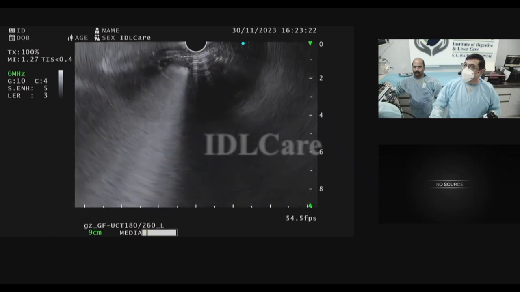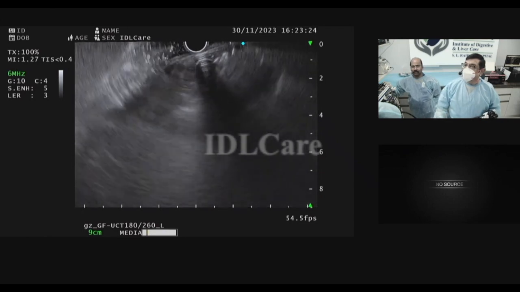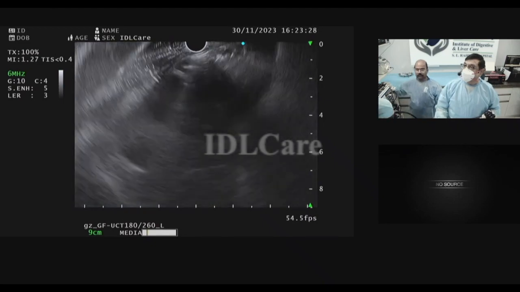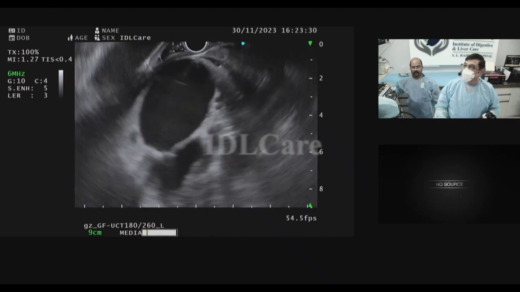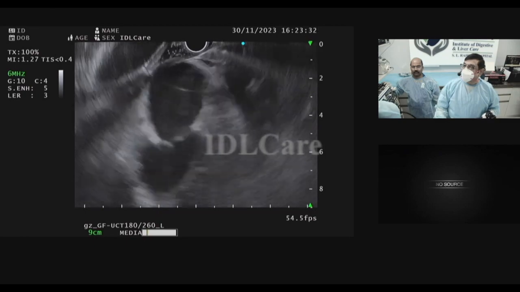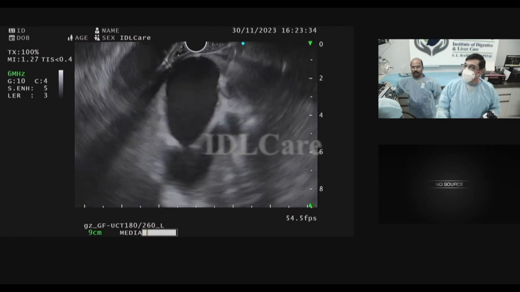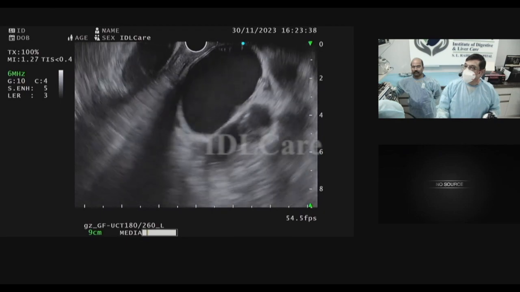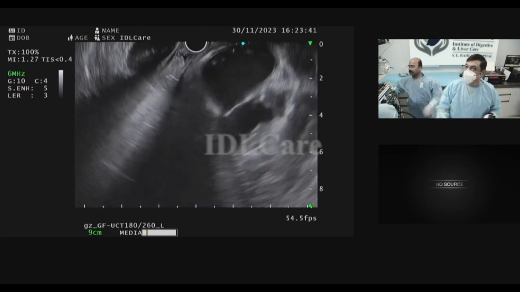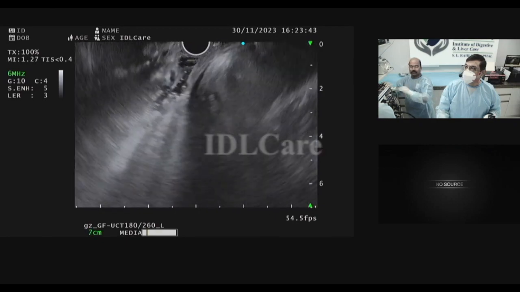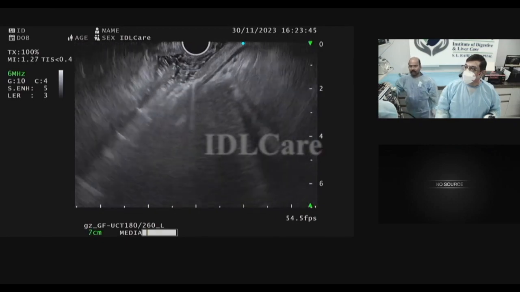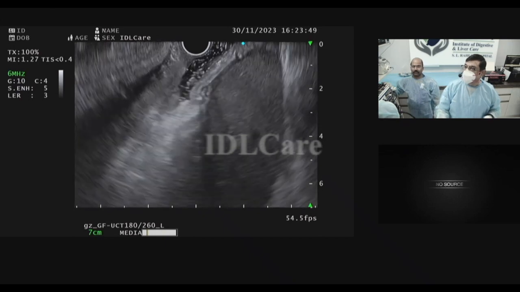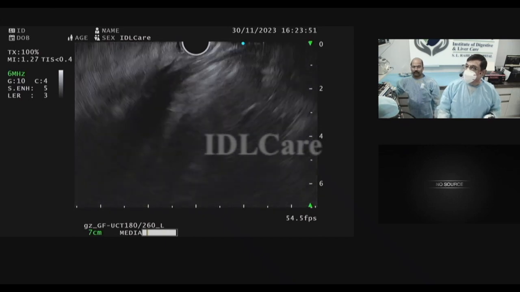Then turn a little clockwise. Look at the trachea. See the esophageal wall. You can see the esophageal wall beautifully. And this is the G junction. And we are in the stomach now.